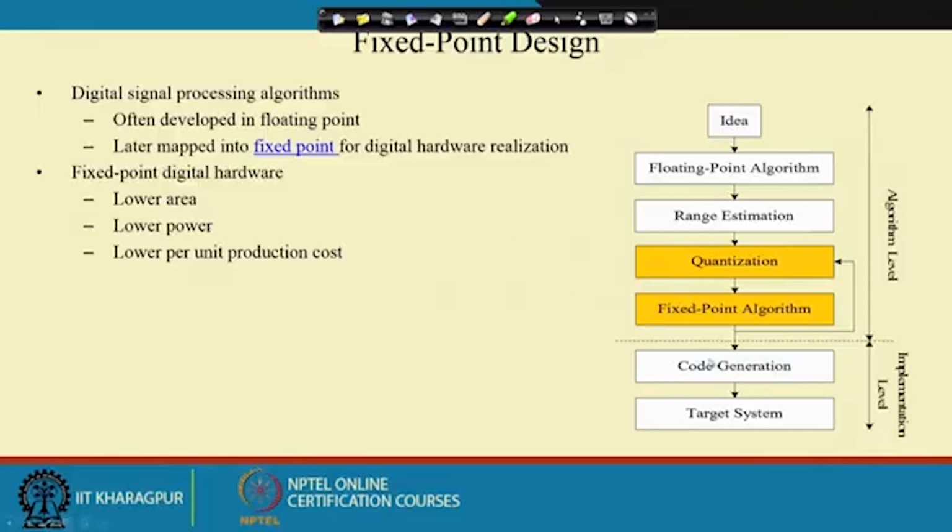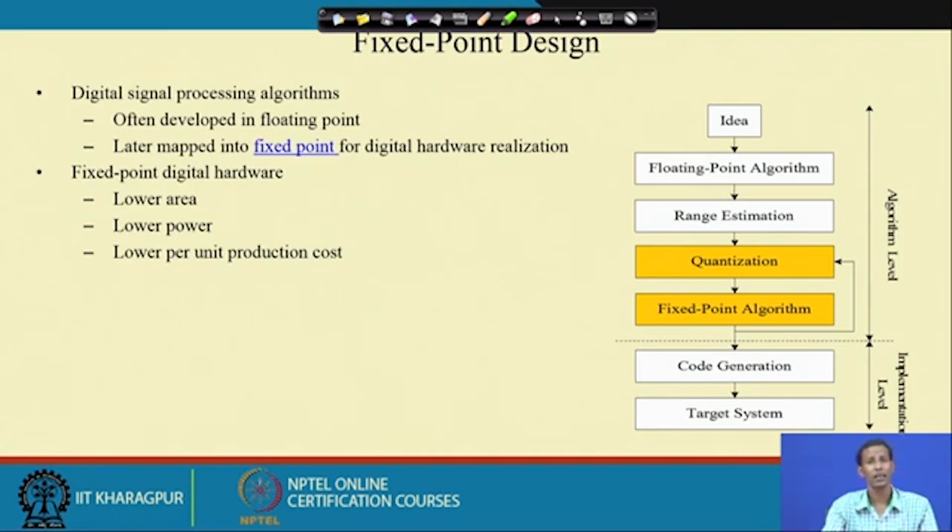So the next step, whenever you have your fixed point algorithm ready, is that your algorithm is now ready for code generation in terms of HDL. And if you have any targeted system, as we have seen, we can go for full custom, semi custom or FPGA based design. Any of these target systems, based on that, now you can go for the implementation part.